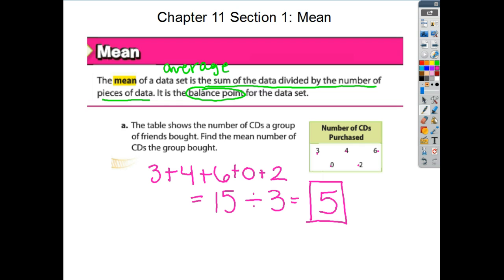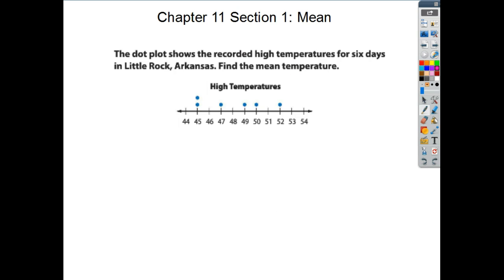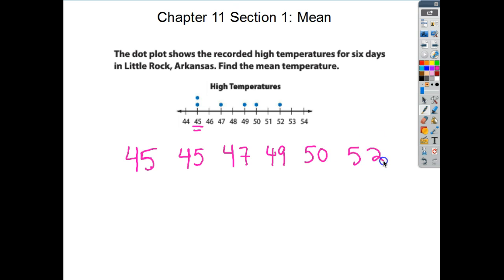Okay, we're going to try this again with a little bit of a different type of problem. So this is coming straight from a dot plot. Okay, a dot plot means all of this data is still sitting here. If there's 2 dots on 45, that means 2 of my numbers are 45. All right, then I've got 47, I've got 49, I've got 50, and I've got 52. And I need to add all of that up as well.